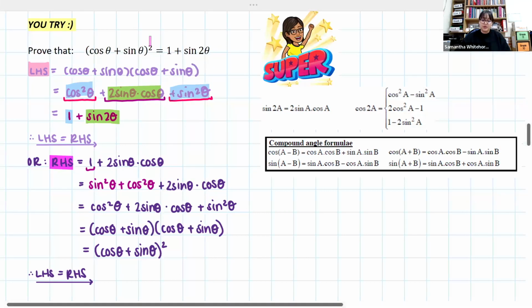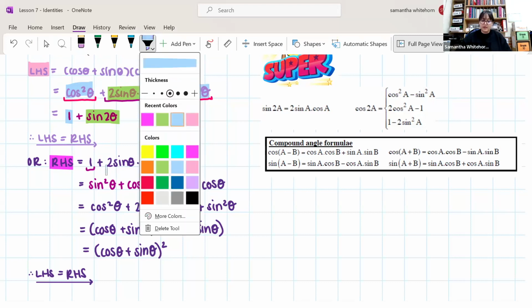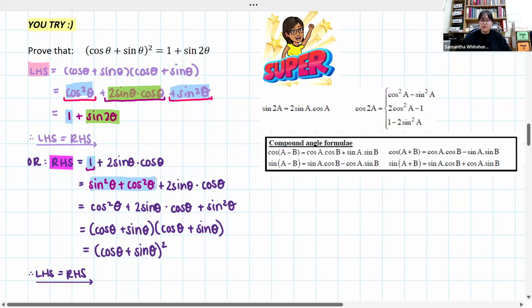So you could have used the double angle. That sine 2 theta changes to 2 sine theta cos theta, as you can see there. And then what you need to remember is, again, your square or your Pythagoras identity. The fact that 1 can be changed to sine squared plus cos squared. Now, the reason you would want to do that is because, as you can see on the left-hand side, you've got a bracket squared. That comes from factorization.